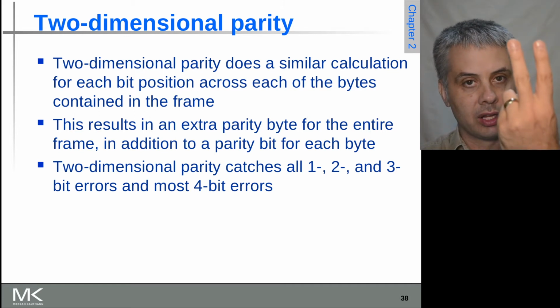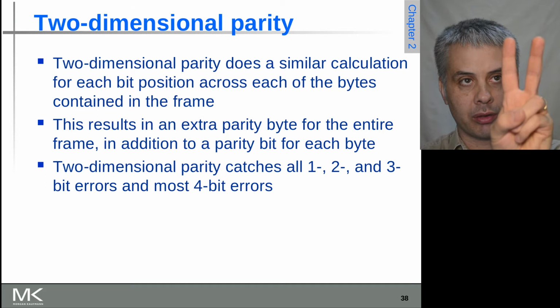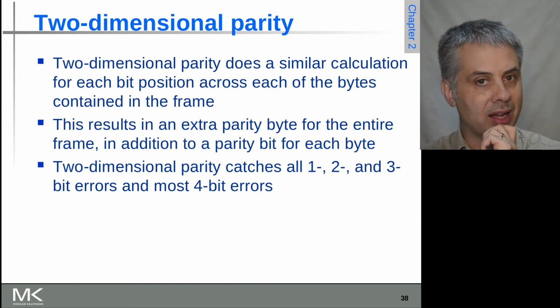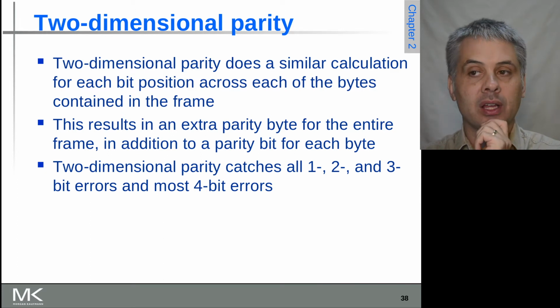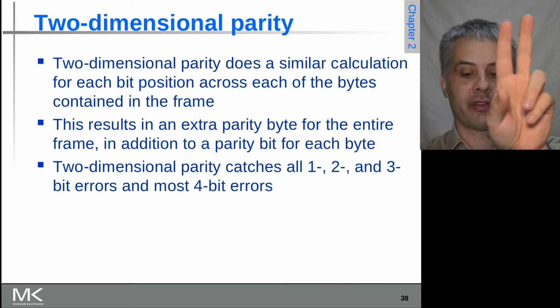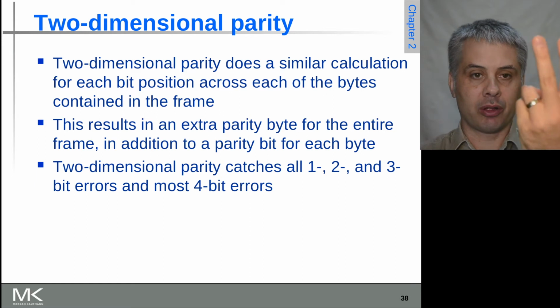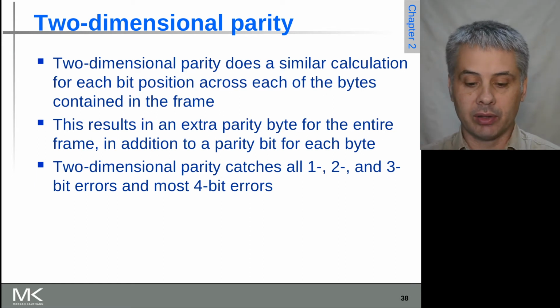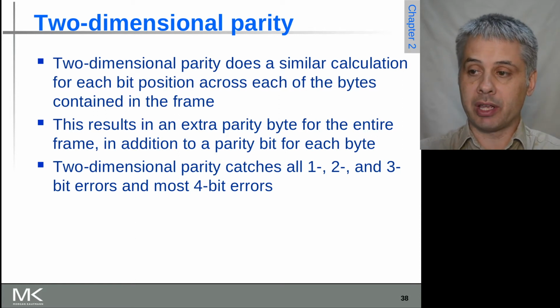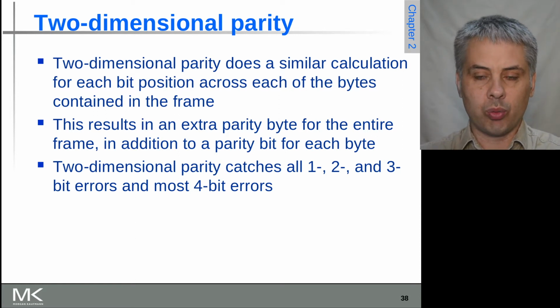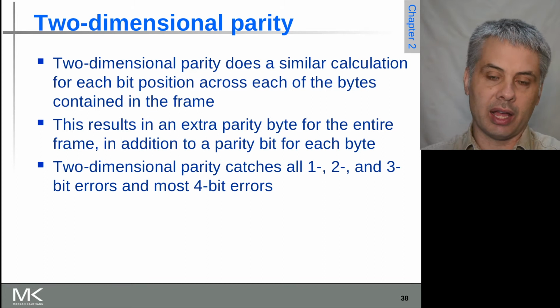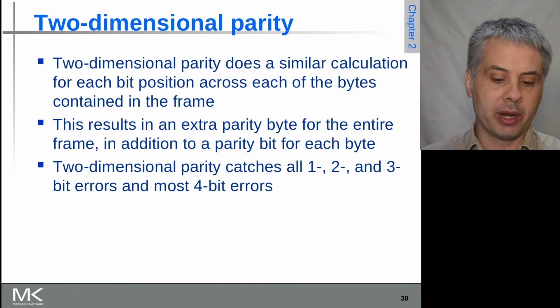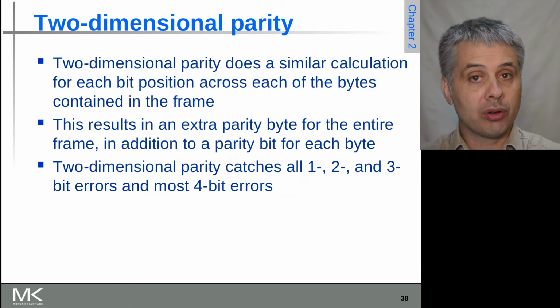one-dimensional parity can't tell if two bits have been switched around. So if one bit that was a 1 becomes a 0, and the bit next to it that was a 0 becomes a 1, one-dimensional parity can't tell that that's happened. With two-dimensional parity, if it's moved in one dimension, you can tell because it won't have moved in the other dimension, and so you can pick out the error that way. As a result, two-dimensional parity can essentially catch all 1, 2, and 3-bit errors, but not all 4-bit errors. It can catch many of them, but not all of them.